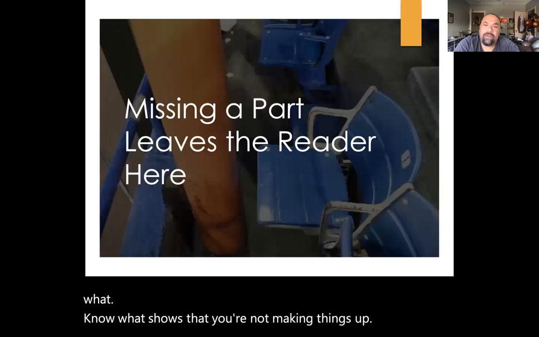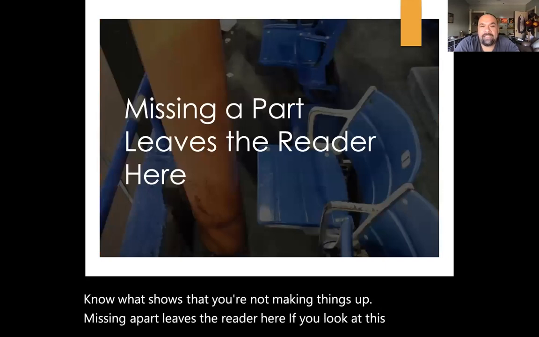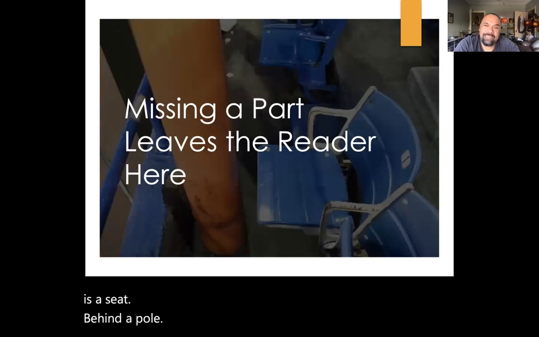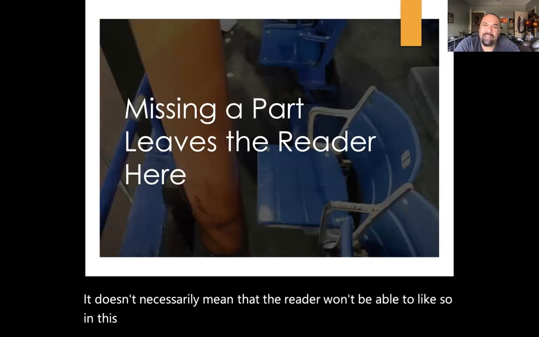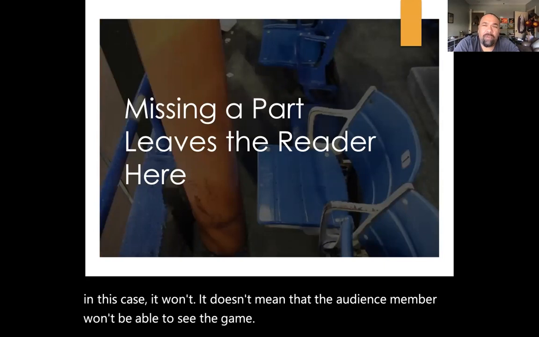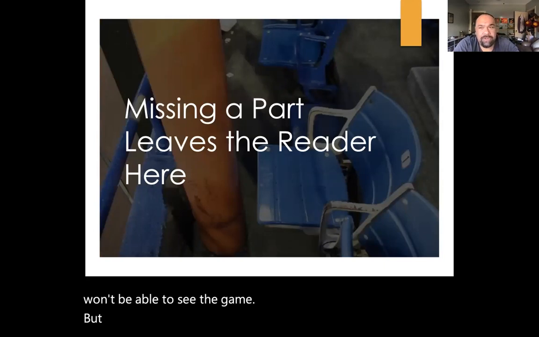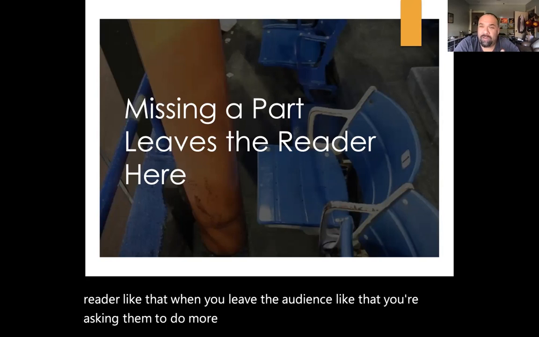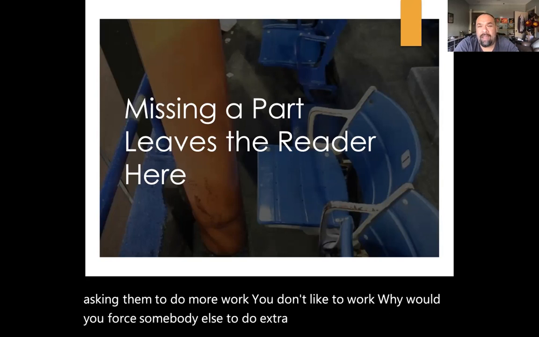Missing a part leaves the reader here. If you look at this picture, it is a seat behind a pole. It doesn't mean that the audience member won't be able to see the game, but they'll not see the whole picture. And when you leave the audience like that, you're asking them to do more work. You don't like to work. Why would you force somebody else to do extra work that they don't have to do?